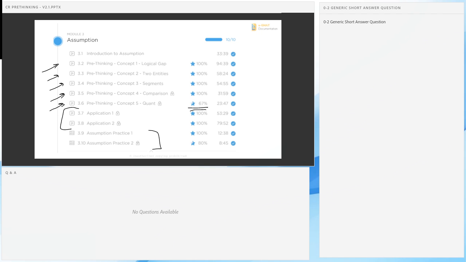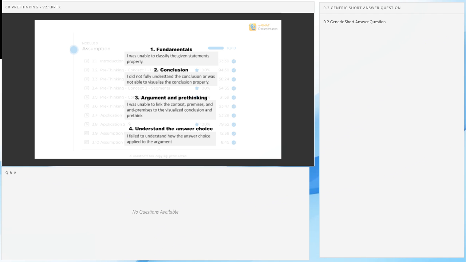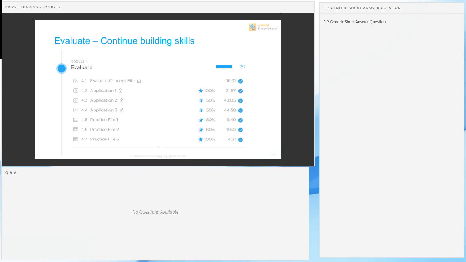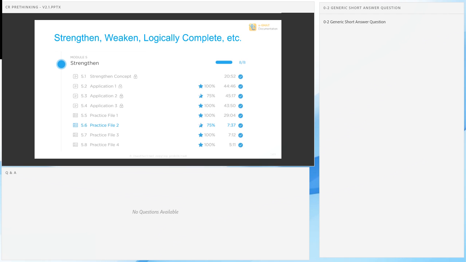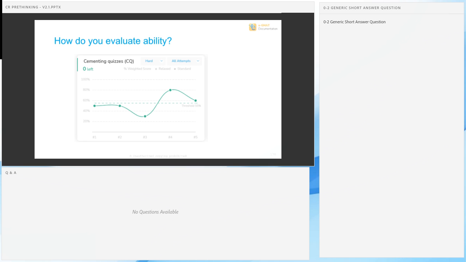If you get a lower score, you get feedback to go do the revision again. That's where the system constantly evaluates you, looks at your gaps, and tells you where you need to revise so that you perfect your skills as you move forward. When you do this, you learn all four skills in the context of assumption. Then you do the same thing in evaluate, and then in strengthen as well as weaken, and then you take cementing quizzes, and make sure you cross the threshold, which is the 55% threshold overall.